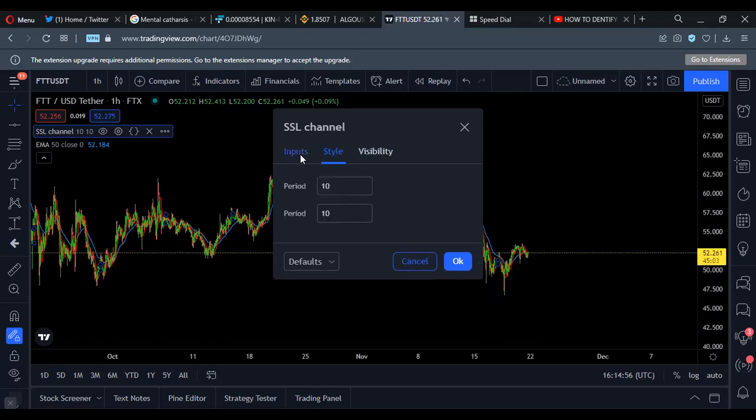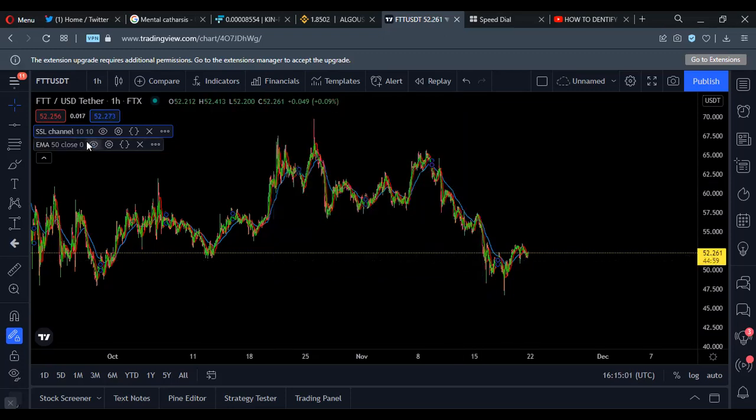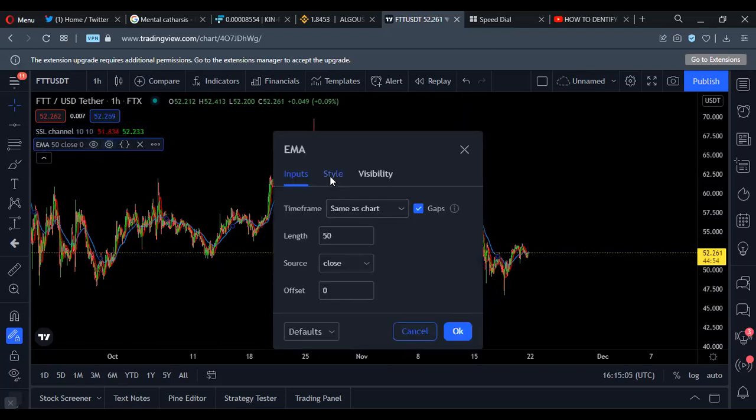Okay, for the inputs, leave it at the period of 1010, leave it at that. Then for the EMA, remember what we did was we changed it to 50. For the inputs, we changed it to 50. Initially it was 9, so we changed it to 50.